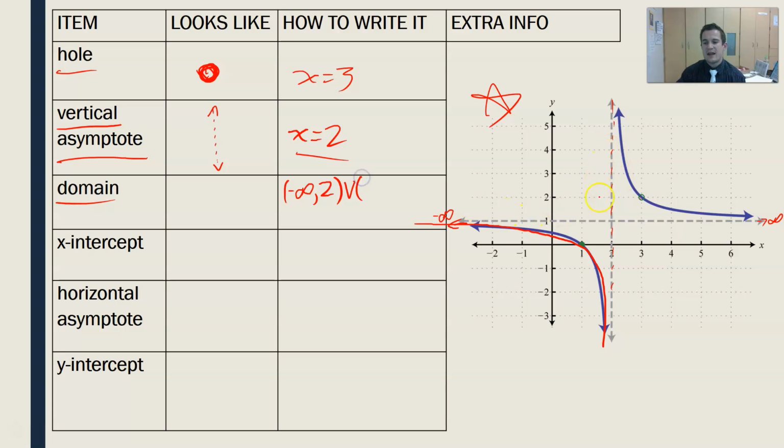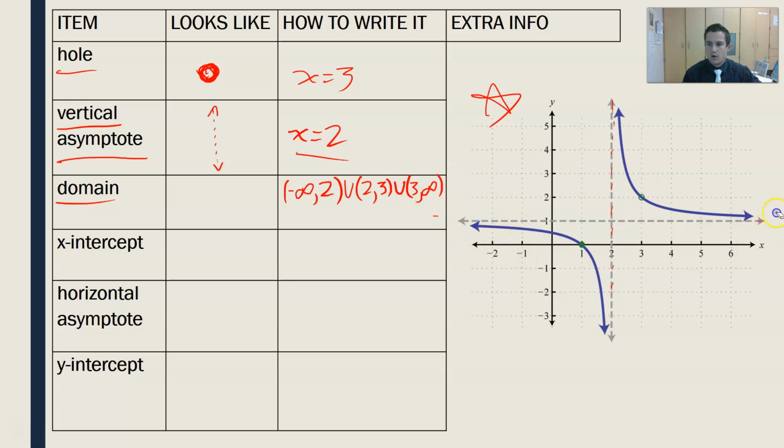And then my domain is also from 2 to 3. 3 is not in the domain. It's an open circle, so it's not included in the domain. And then my domain goes from 3 to infinity. So those values are all the values that x touches. All the possible x values for this function. That's what the domain is.